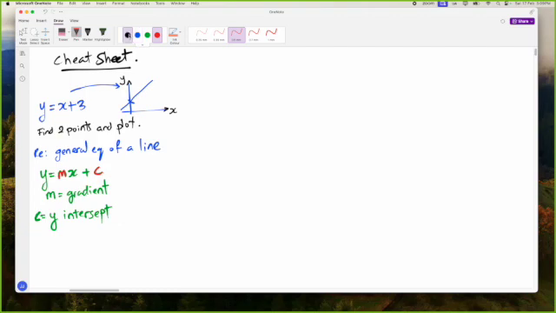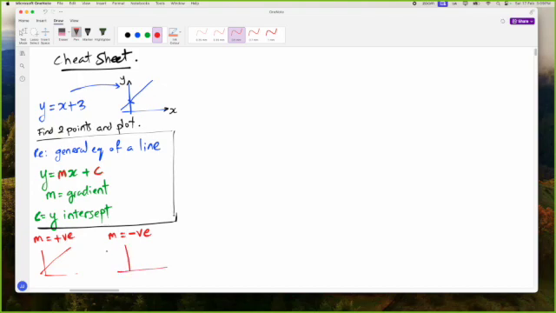We just put all of these in little boxes, little ideas. In terms of the gradient m, if m is positive, the graph is going to go like this. If m is negative, the graph is going to go like this. All of these are little things that you could have on your cheat sheet, and imagine you're just looking at this right before the exam. Everything you need to know.